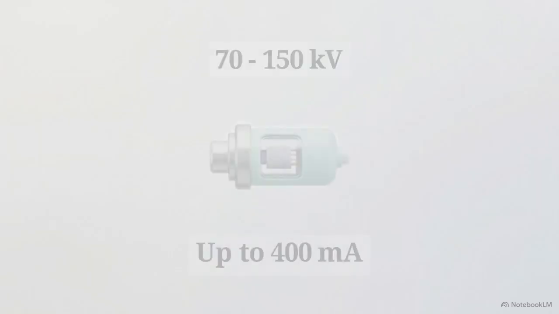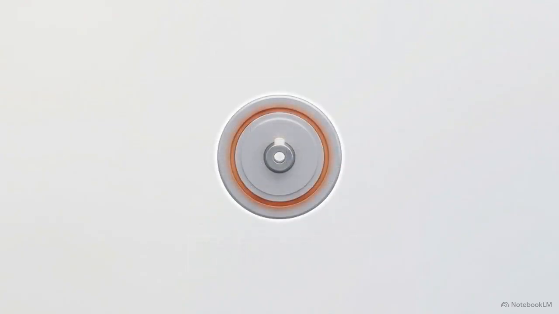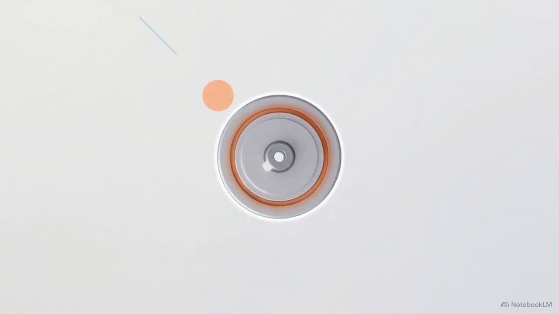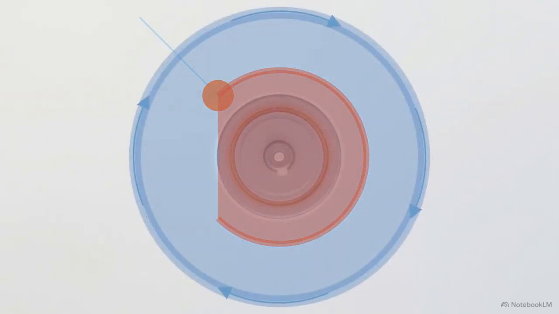Generating those X-rays takes immense power. A typical CT X-ray tube operates between 70 and 150 kilovolts and up to 400 milliamps. That much energy produces massive amounts of heat. To keep from melting, the tube uses a rotating anode to continuously spread the thermal load across a larger surface area, while sitting suspended in a bath of fast-circulating cooling oil.